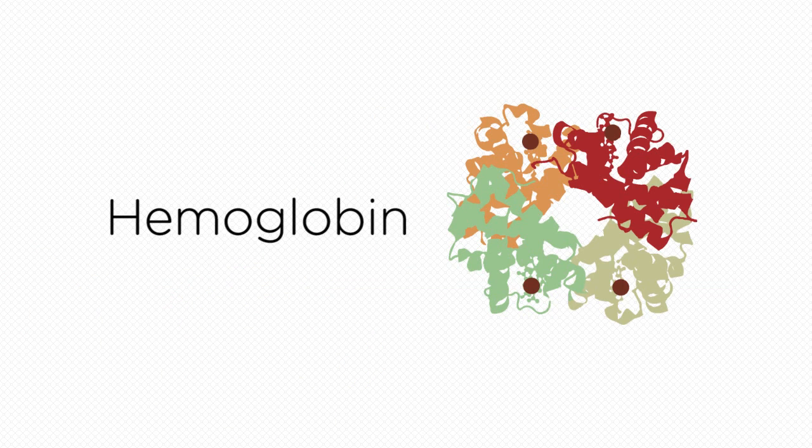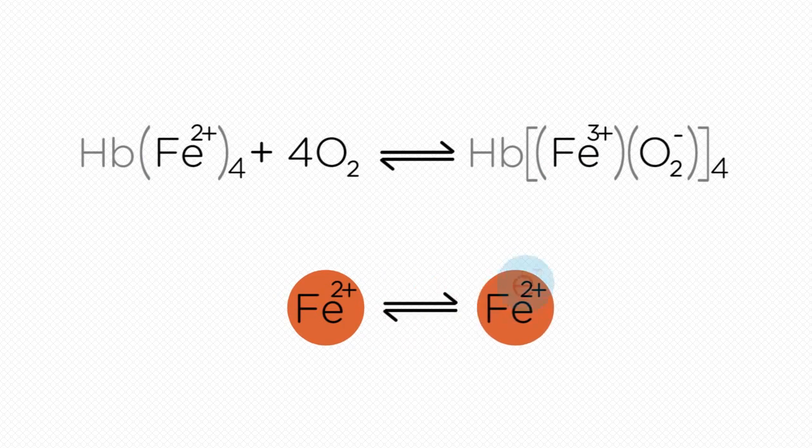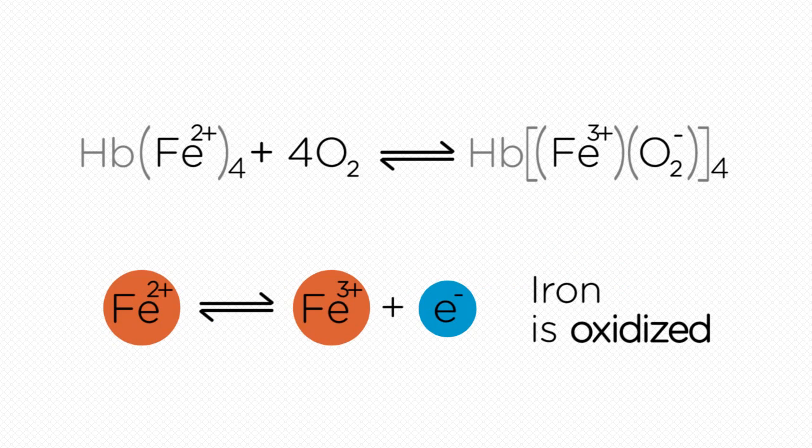Let's revisit the hemoglobin example we used in the last video. When the Fe2+ in hemoglobin takes up oxygen, it is reversibly oxidized to Fe3+. The half equation for iron is very simple. Fe2+ is in equilibrium with Fe3+ and one electron. Iron is oxidized in the forwards reaction.